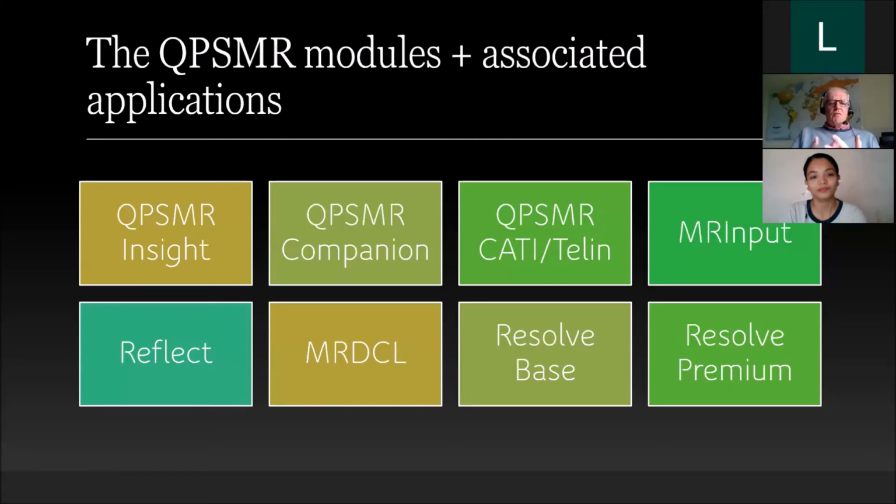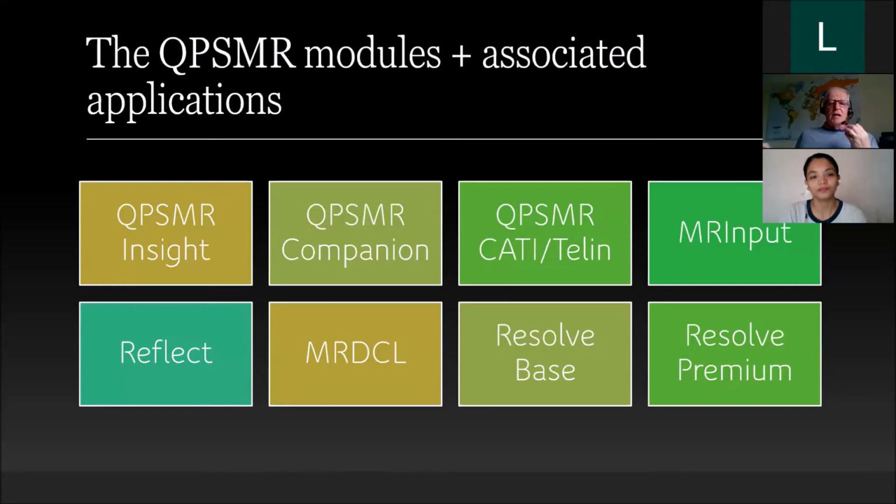Now, we've also got Reflect, which is part of the QPSMR family, and that's the secondary analysis program that, again, is free to distribute to either research execs within your own company, perhaps, or to your clients, so that they can take a project that's already been processed in QPSMR and produce some more tables from it. So Reflect is something that's also been upgraded a little bit, that's available now in QPSMR.